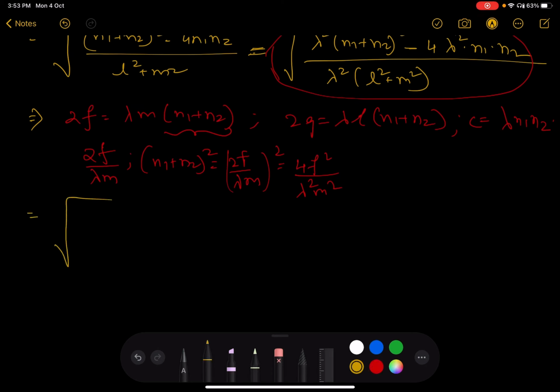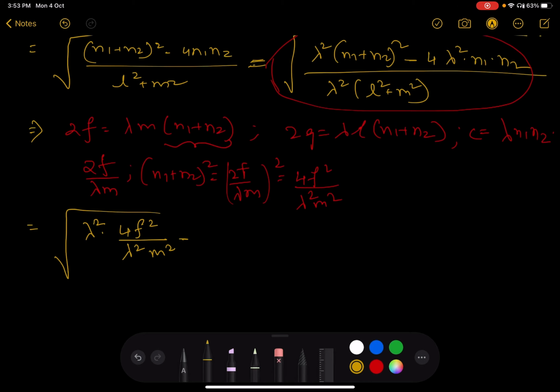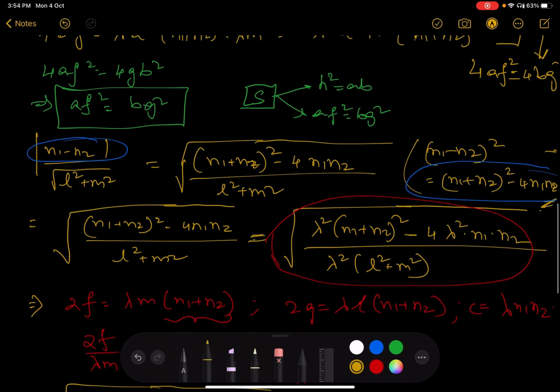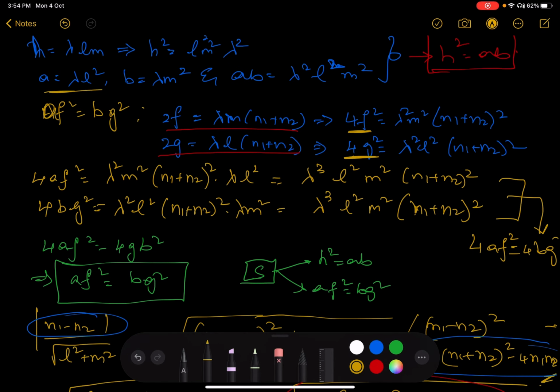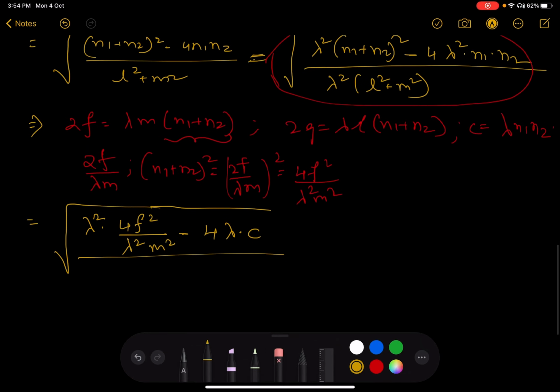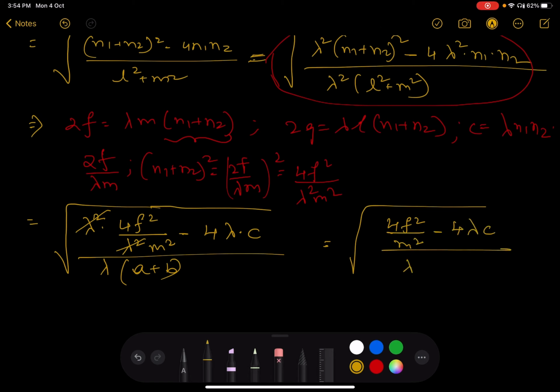What we'll get, under root of lambda square into (n1 plus n2) whole square, which is 4f square by lambda square m square, minus 4 into lambda into c, since c is lambda n1 n2, by lambda square L square plus lambda square m square. So we know a is equal to lambda L square, b is equal to lambda m square. In the denominator we take lambda common and we get lambda L square plus lambda m square, which is a plus b. So that will be equal to under root of lambda square cancel, 4f square by m square minus 4 lambda c divided by lambda into (a plus b).